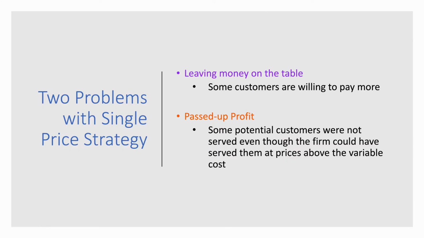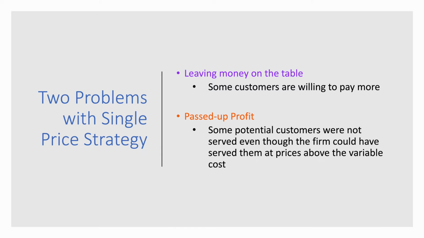A quick recap, the single pricing strategy has two problems. The first problem is it leaves money on the table. Some customers are willing to pay more than the price you charge. The second problem is what we call passed up profit. These are the people whose willingness to pay is high enough to be profitable, but not high enough to be above the single price we charge in the market. So both are lost opportunities for the company. It means we are losing profit potential.